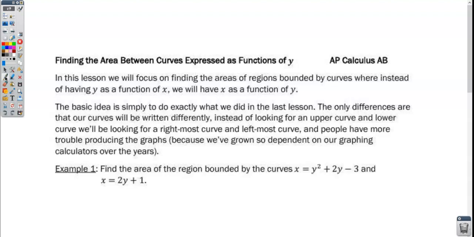And instead of looking at an upper curve and a lower curve, we're looking for a rightmost curve. That's the curve that's going to be first in your integrand, and a leftmost curve. And honestly, people have more trouble producing the graphs for these. Largely, my theory is that we've grown so dependent on our graphing calculators over the years. So we're going to do two examples hopefully in this lesson. Example 1, we're going to do all by hand. And then in example 2, I'm going to try and show you a little cheat code as far as how we can handle some of these problems when we're finding area between curves expressed as functions of y.